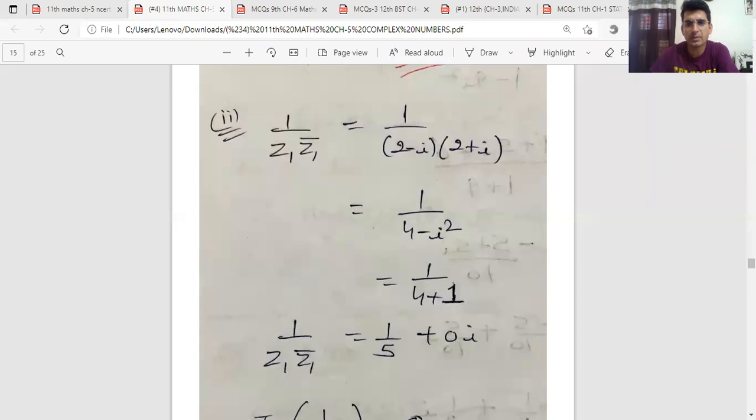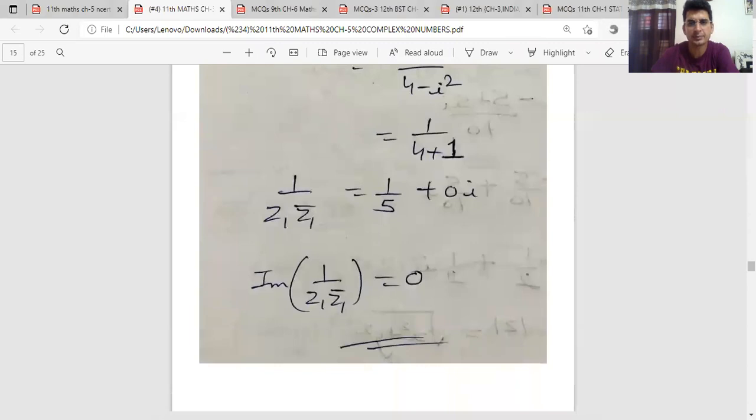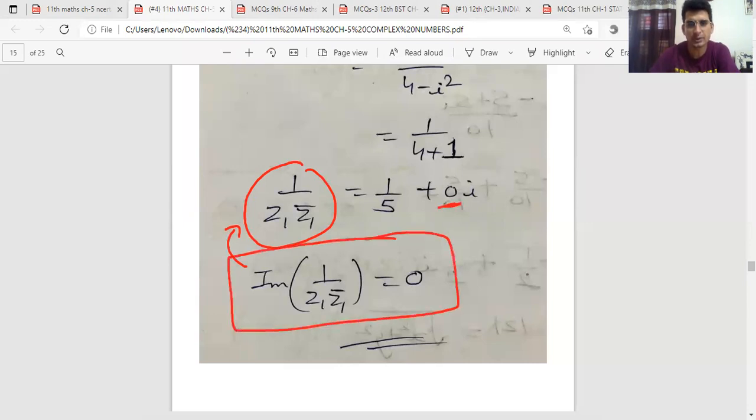So iota square value is minus 1, minus minus will become plus 1. A minus b, a plus b, a square minus b square. Then the value of iota square is minus 1, minus minus plus 1. Further, it can be written as 1 by 5. There is no imaginary part. That is 1 by 5 plus 0 iota. We have to find the value of its imaginary part. As you can see, the imaginary part value will be equal to 0, as there is no imaginary part. So its answer will be equal to 0.